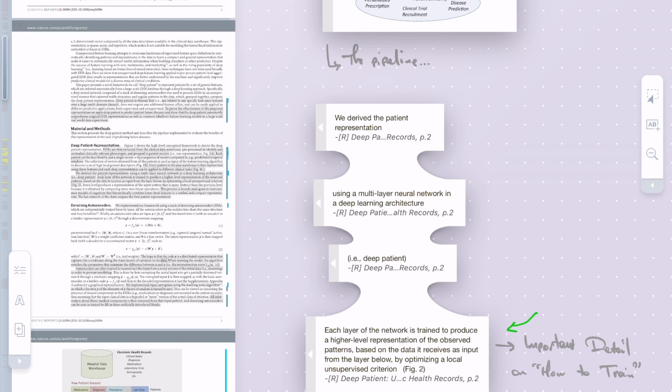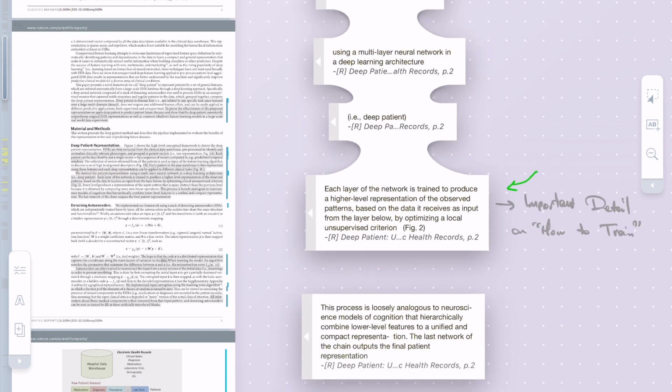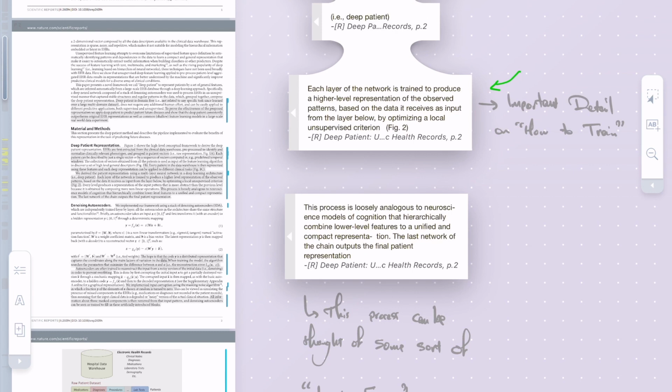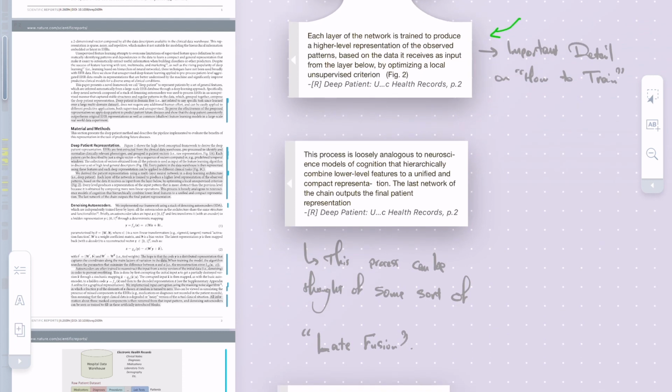What they do is that for each patient representation, they have a multi-layer neural network in a deep learning architecture. This model is what they call the deep patient pipeline. Each layer of the network is trying to produce a higher level representation of the observed patterns. This is again the same as almost all the convolutional neural network based methodologies in computer vision, for example. Again, we're trying to do some sort of bottom-up reasoning.